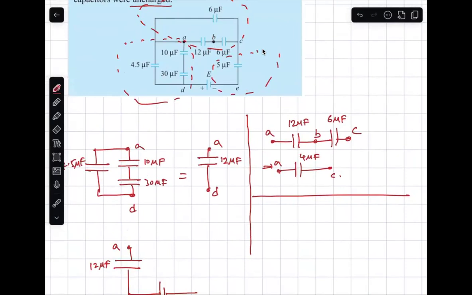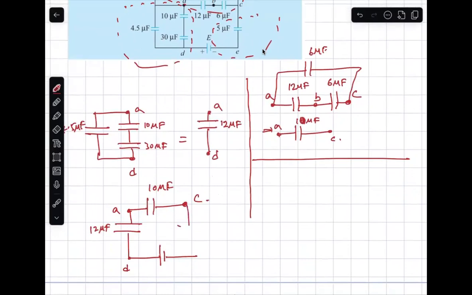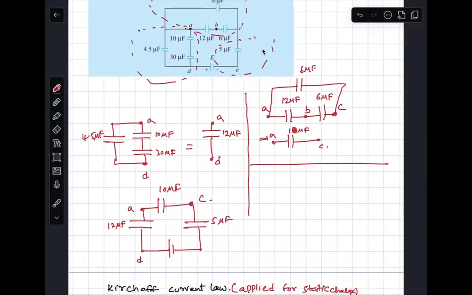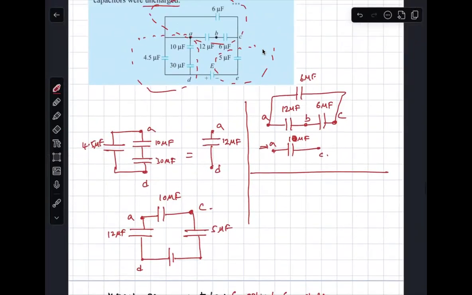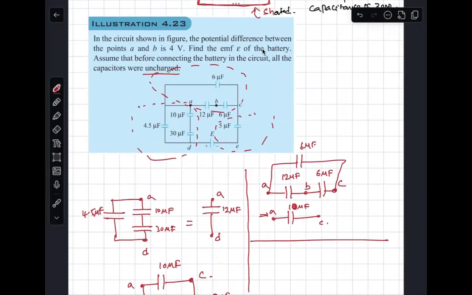Above you have 6 microfarad actually. Frankly speaking, you should do that like this, 6 microfarad. And this is a 10 microfarad. Correct? So this is 10 microfarad. Ends at C, 5 microfarad. Right. Hold on. That's what you have, the circuit. Right. Now again go back. You said 4 volts here.